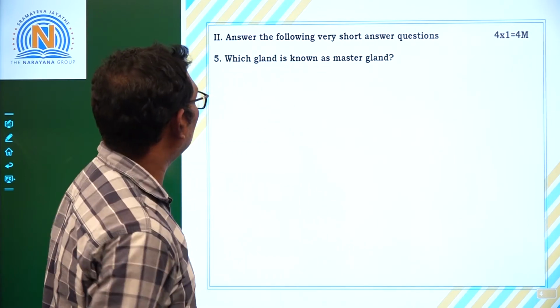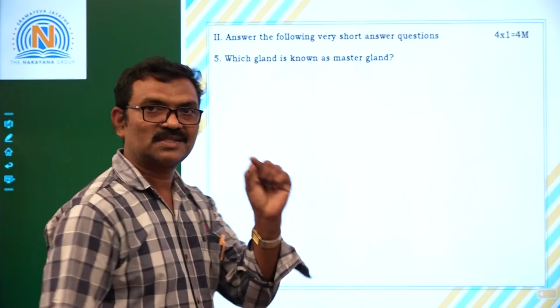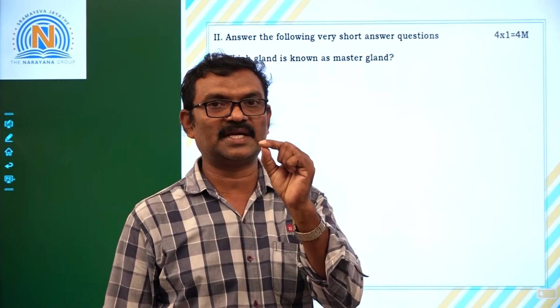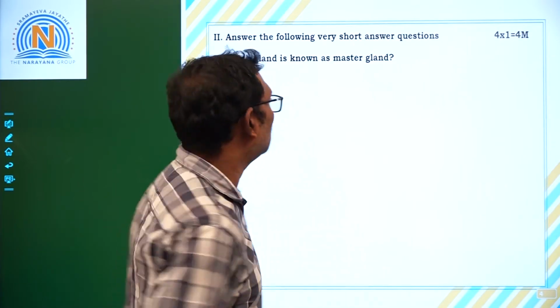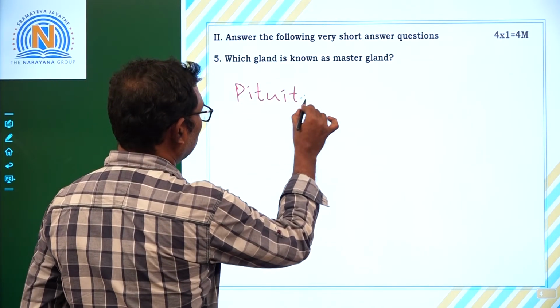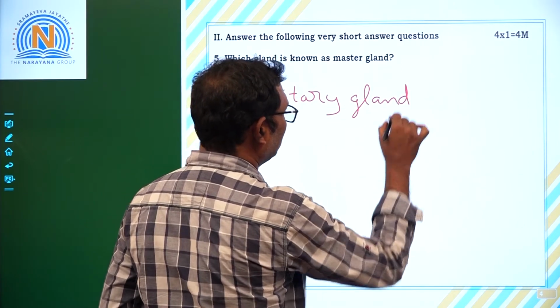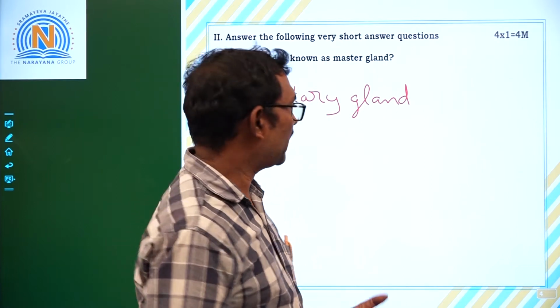Now, fifth question. Which gland is known as master gland? Very small in size, but it is called master gland. That is nothing but pituitary. Which one is called master gland of the body? Pituitary gland. It is located below the brain.